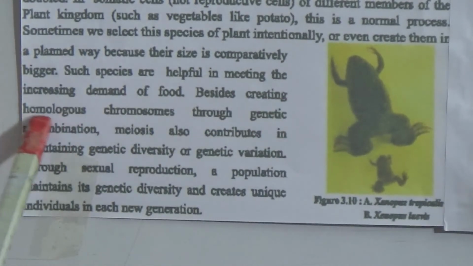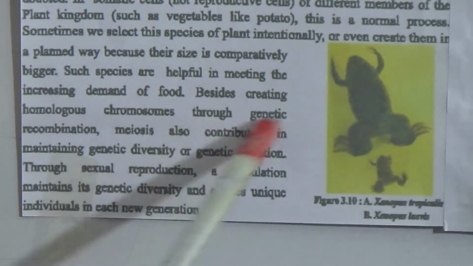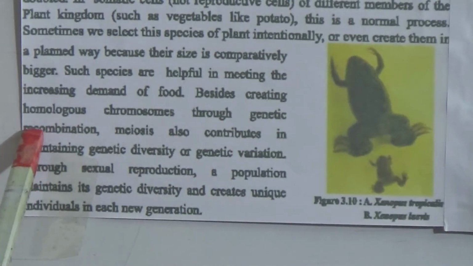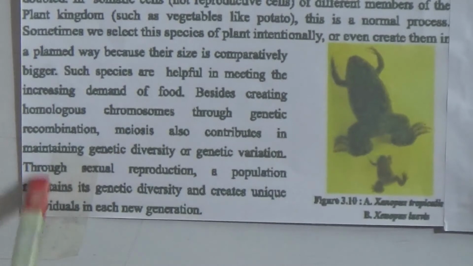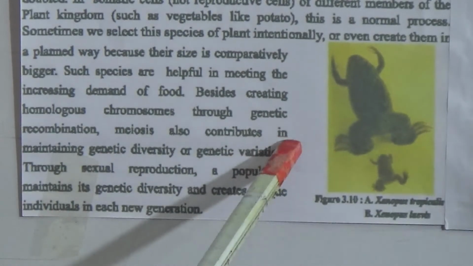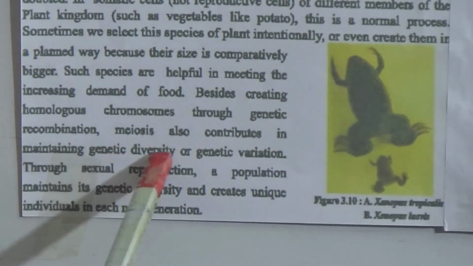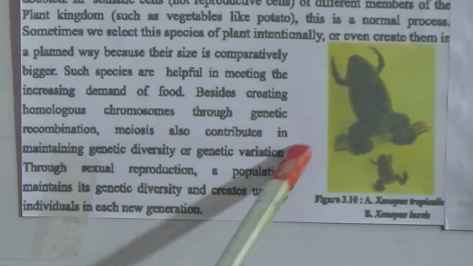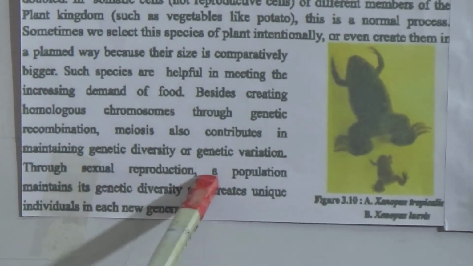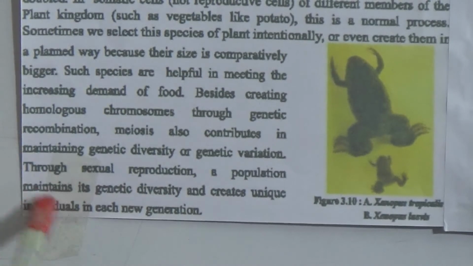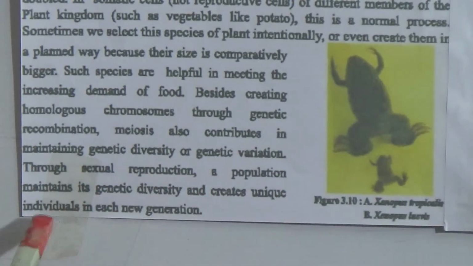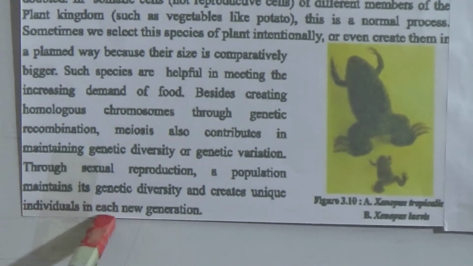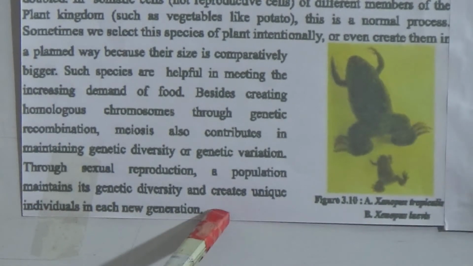Besides creating homologous chromosomes through genetic recombination, meiosis also contributes to maintaining genetic diversity or genetic variation. Through sexual reproduction, a population maintains its genetic diversity and creates unique individuals in each new generation. Come to the next page.